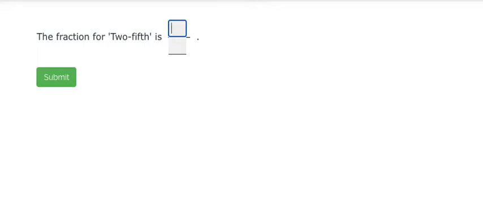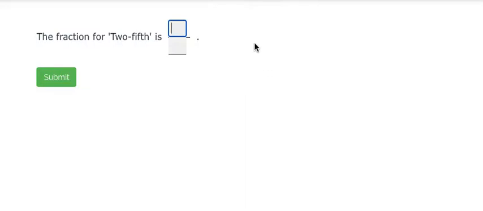To class 2 fractions. We'll practice fractions for grade 2. The fraction 2/5 means 2 by 5. So if we divide, there will be 5.